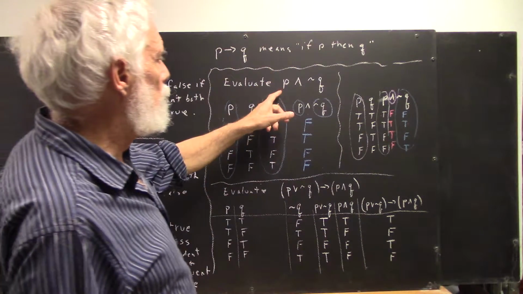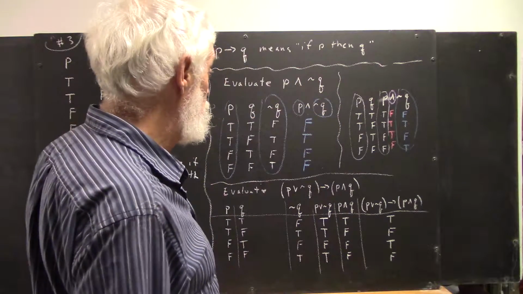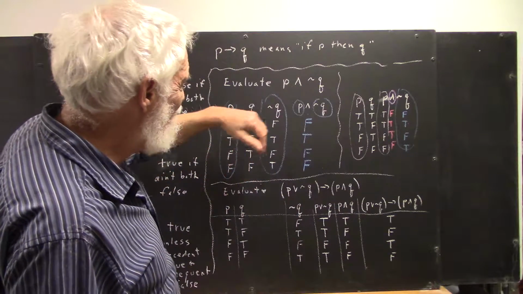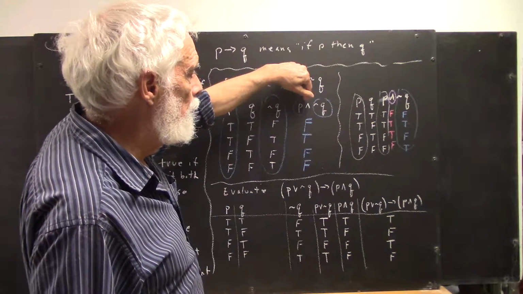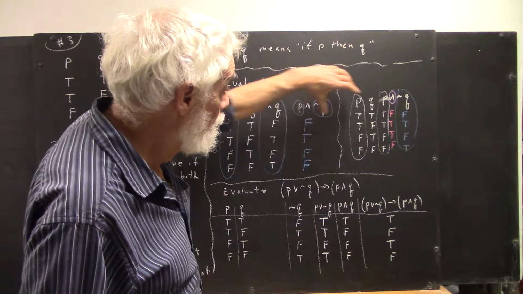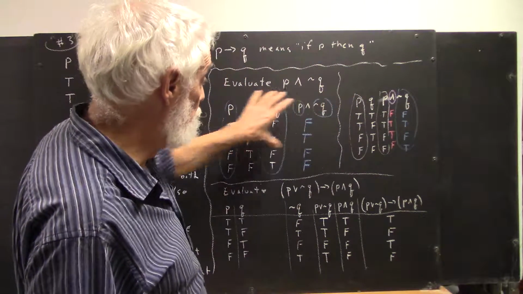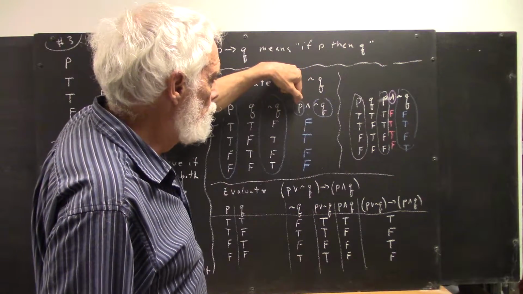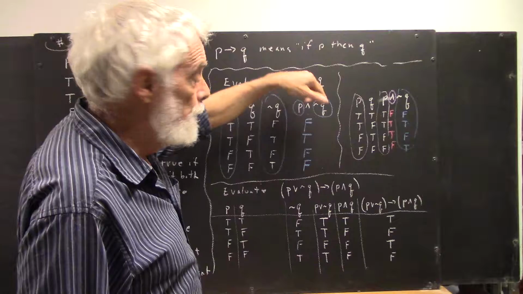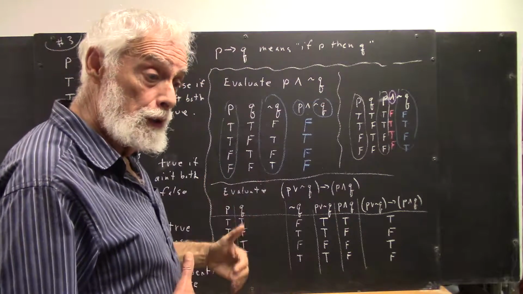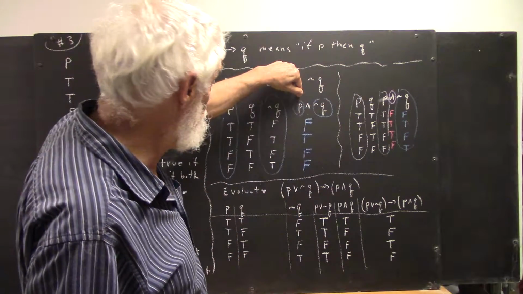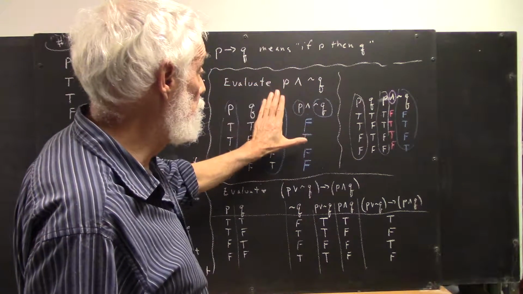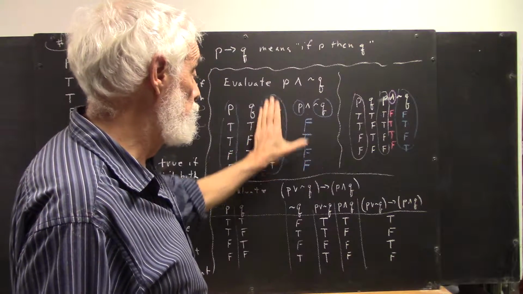Now we want to evaluate P and not Q. When I wrote this out, I first wrote out P and not Q over here to the right, leaving myself some space in between so that I could fill in anything I needed in order to evaluate it. I need the value of P, which I get from here, and I need the value of not Q, which I didn't have when I wrote this down. This space was blank.